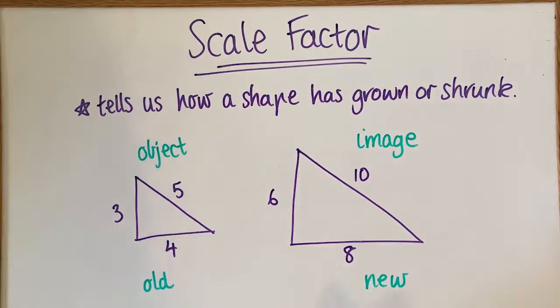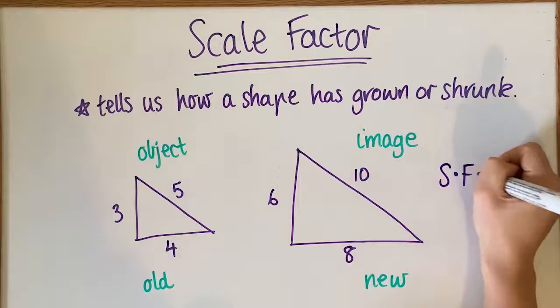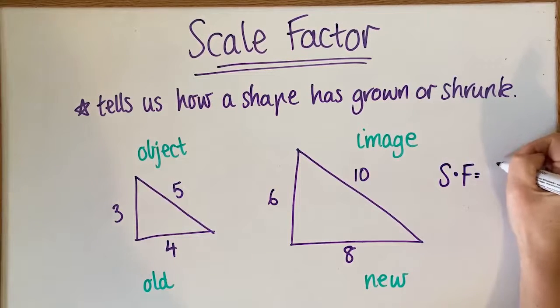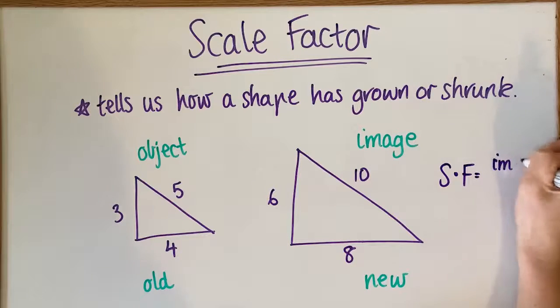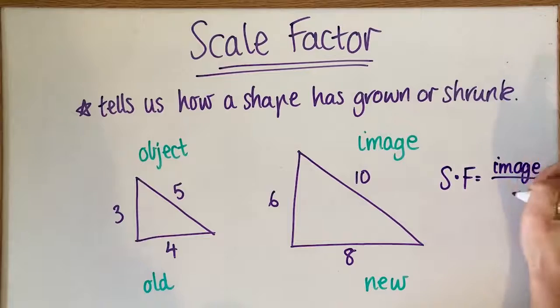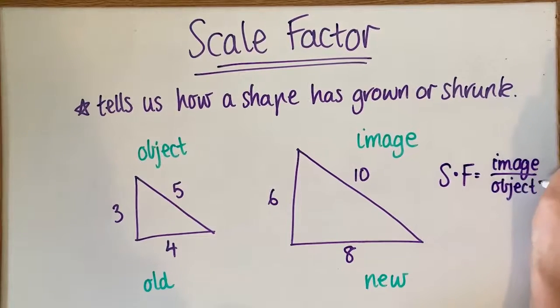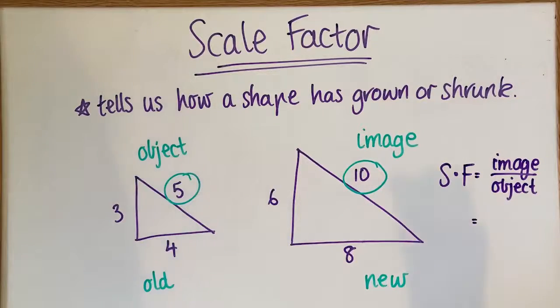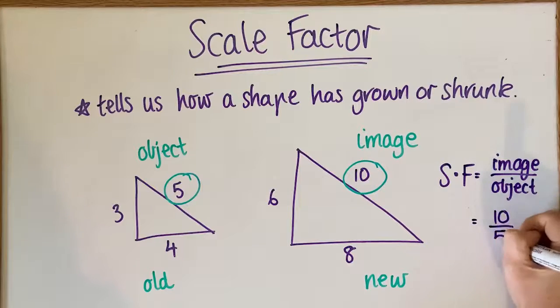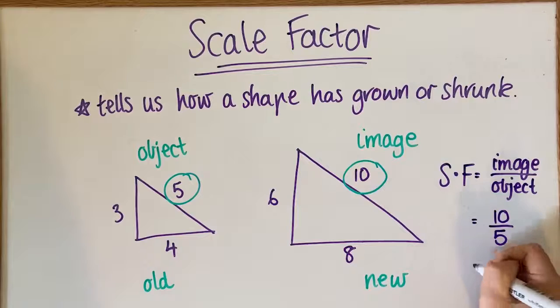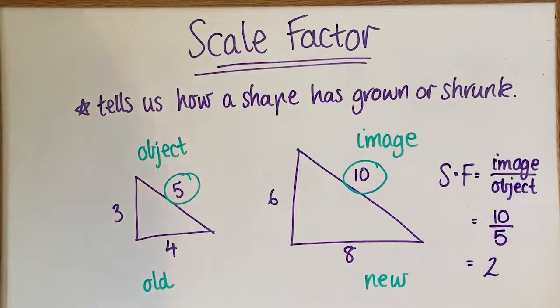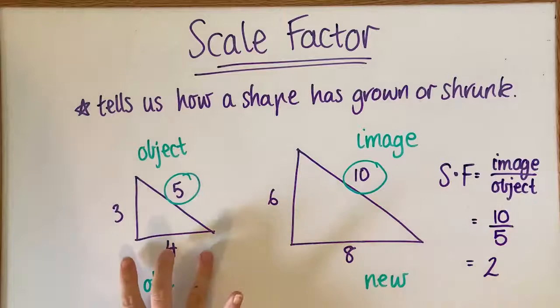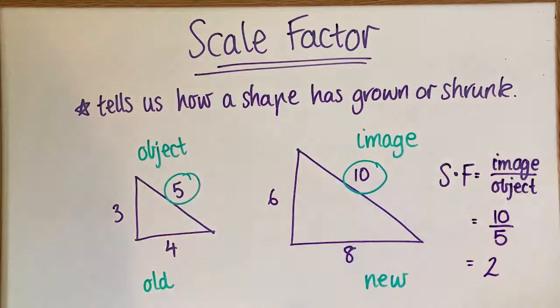So to work out the scale factor, we put the image over the object. So we pick a value from the image and we put it over the object and we get a scale factor. So for example, I can see that this side here corresponds to this side here. So if I go 10 over 5, so I put the image over the object, I'm going to end up with the number 2. So I can say my scale factor is 2, which means every side length has been multiplied by 2 to end up here.